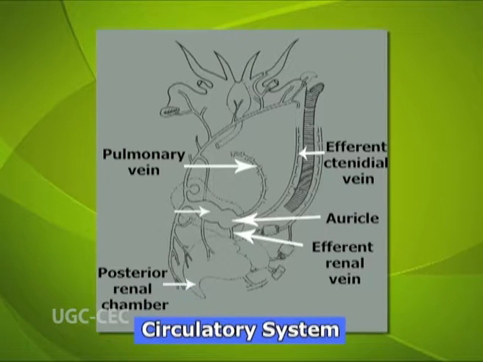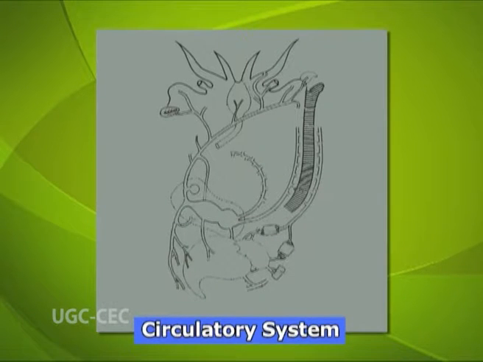The lower end of the ventricle gives rise to an aorta, which immediately divides into two branches. 1. An anterior cephalic aorta. 2. Posterior visceral aorta. The cephalic aorta supplies blood to the head region.